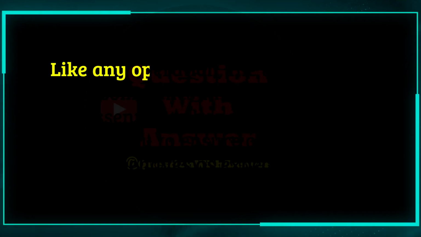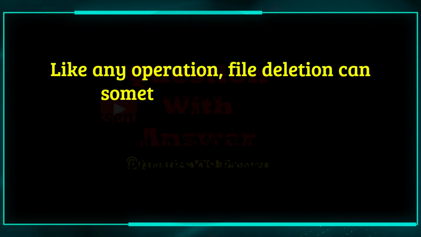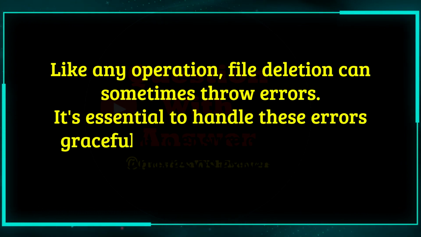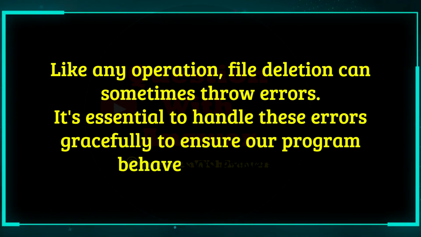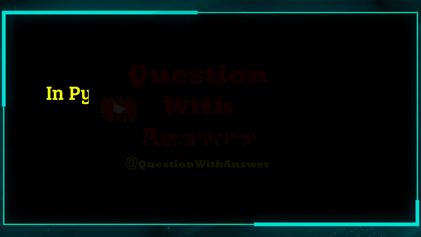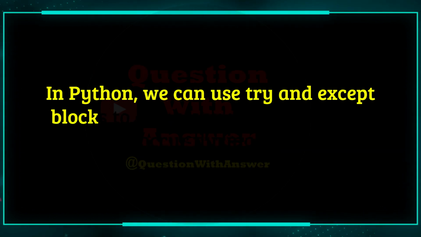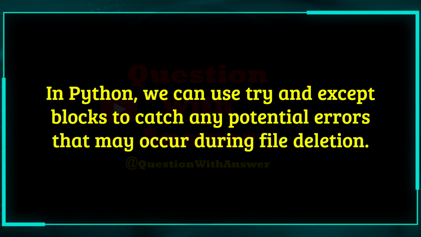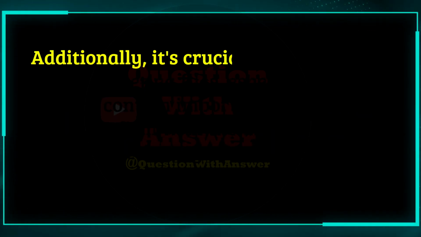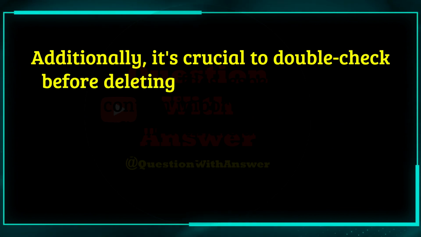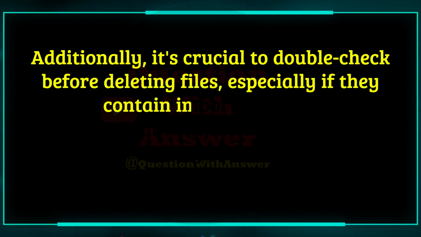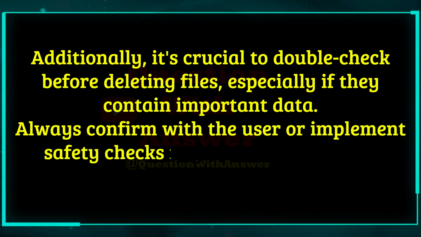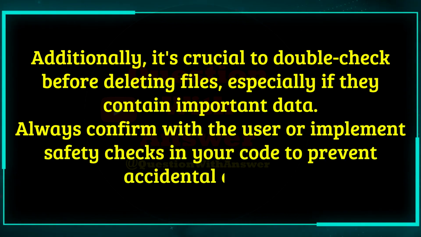Like any operation, file deletion can sometimes throw errors. It's essential to handle these errors gracefully to ensure our program behaves as expected. In Python, we can use try and except blocks to catch any potential errors that may occur during file deletion. Additionally, it's crucial to double-check before deleting files, especially if they contain important data. Always confirm with the user or implement safety checks in your code to prevent accidental deletion.